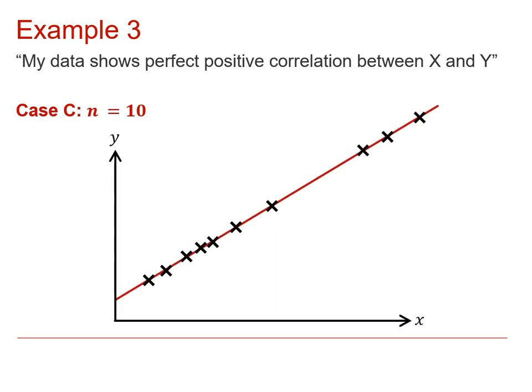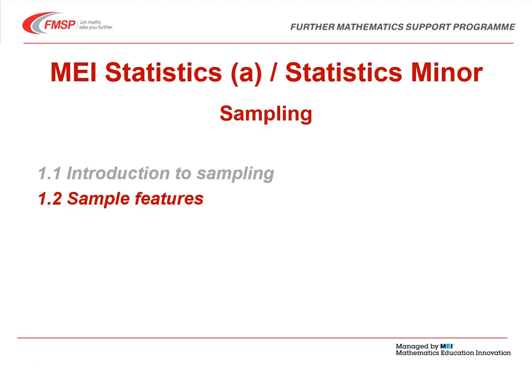Whereas n equals 10, if we get data points like that, we are absolutely positive that there is some perfect correlation between the two. In our next video, we're going to be doing sample features.